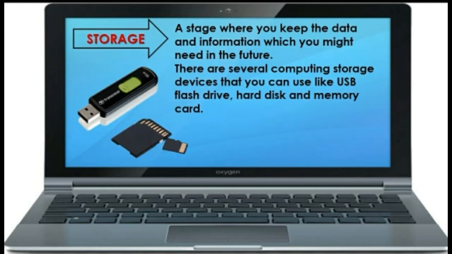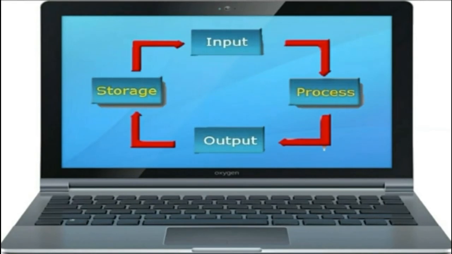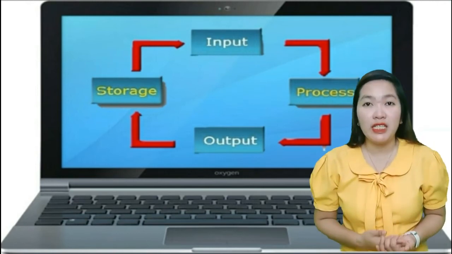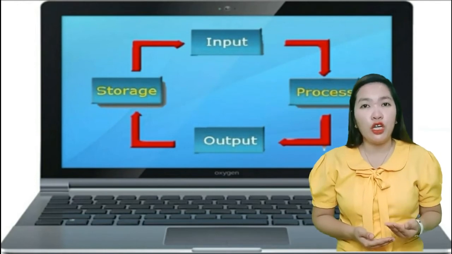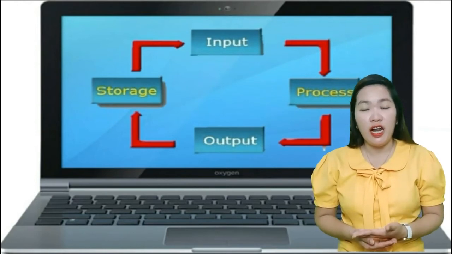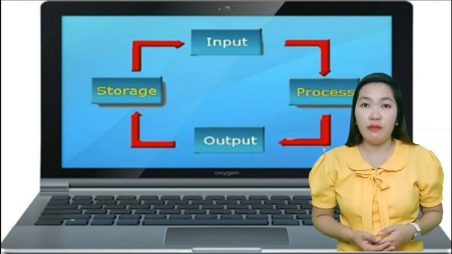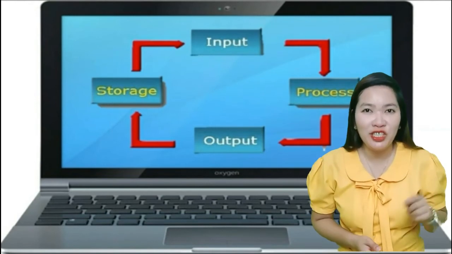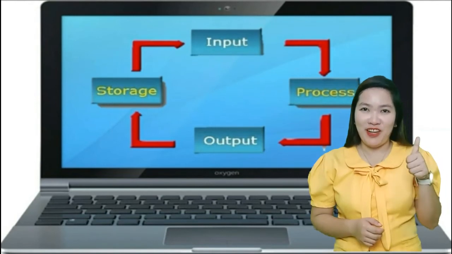Again, we have 4 steps in the data processing cycle. These are input, processing, output, and storage. Did you understand, kids? Yes! Let us watch a presentation on how computer parts work together and you will do it by yourself. Can you do it, children? Very good.